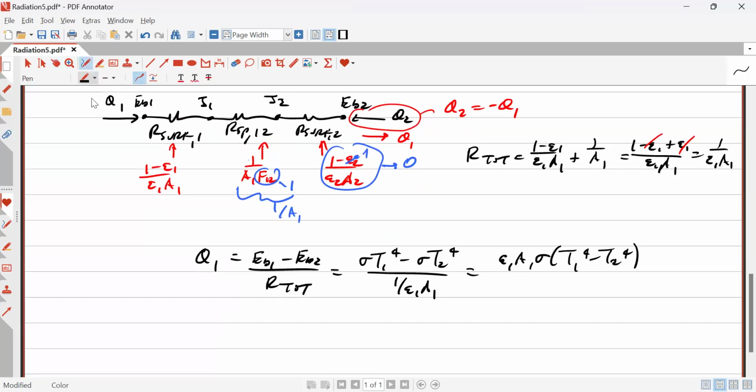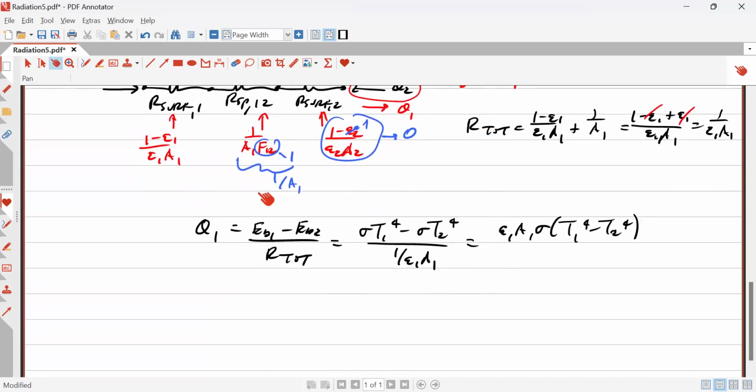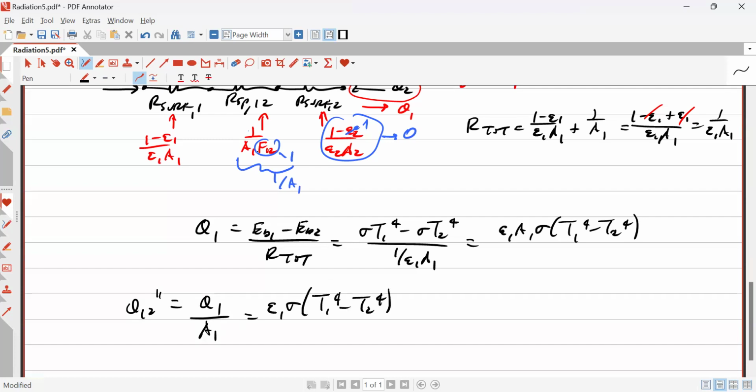We can define the heat flux Q, go back up here, Q12 with the double prime to represent heat flux. That Q12 double prime is simply going to be the amount of heat leaving 1 going to 2, which is all of it, divided by A1. So in the end, what we get is epsilon 1 sigma (T1 to the fourth minus T2 to the fourth). So this is the first relation that we see when we talk about radiation in undergraduate heat transfer. And so they call this, okay, this is the Stefan-Boltzmann law.